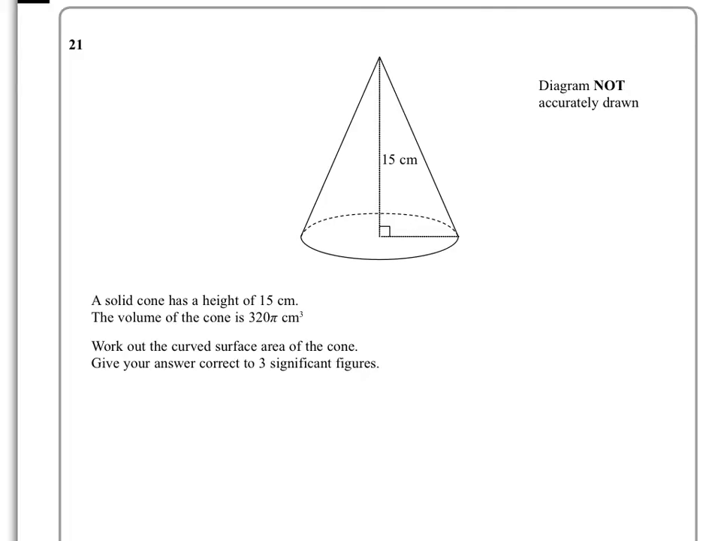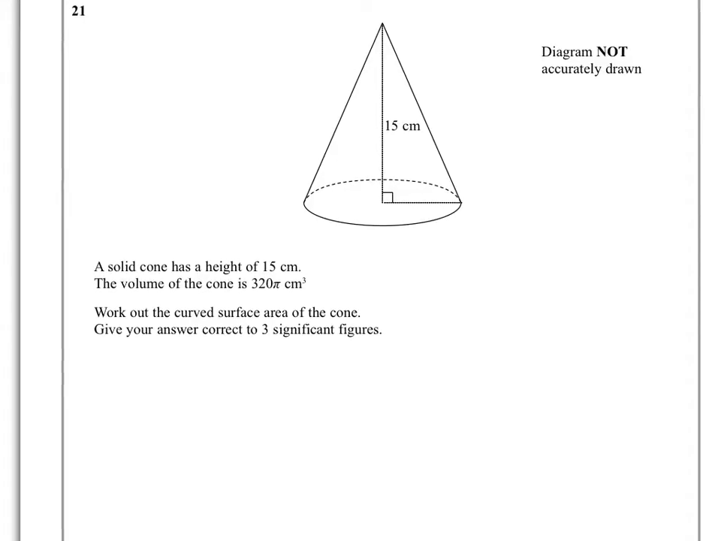In question 21 we're given a solid cone which has height 15 centimeters. We're given the volume of the cone and we're asked to work out the curved surface area. Now the curved surface area, the equation for which is in the front of your booklets, which we'll call S for now, is equal to pi times r times L.